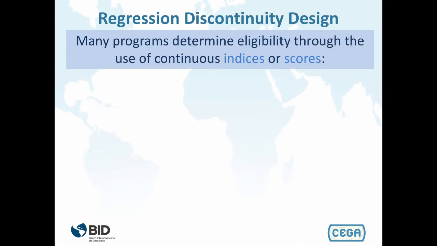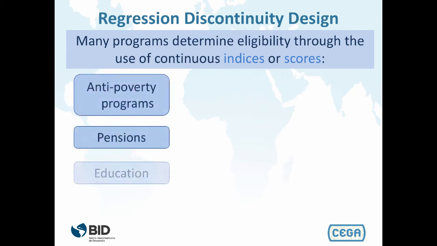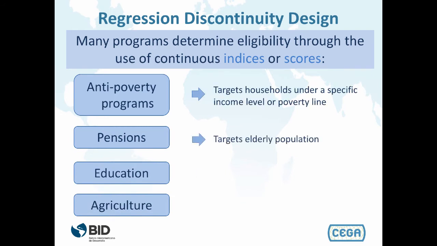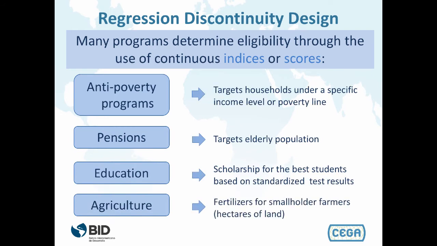In fact, many programs determine eligibility through the use of continuous indices or scores. Anti-poverty programs target households under a particular income level, so below some income level you're eligible for those programs. Pensions target above some age. Education, sometimes we give scholarships to the best students based on results of a standardized test. Agriculture, we might target benefits to small landholders. We might give a fertilizer subsidy to households that have small amount of land.